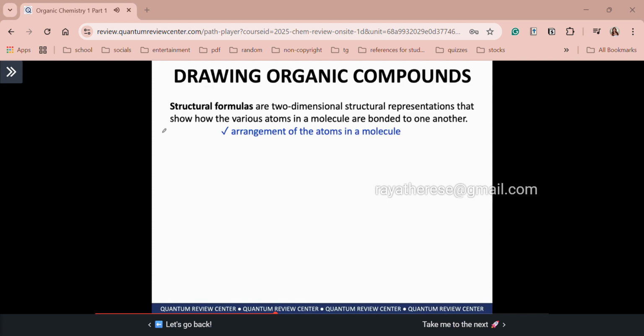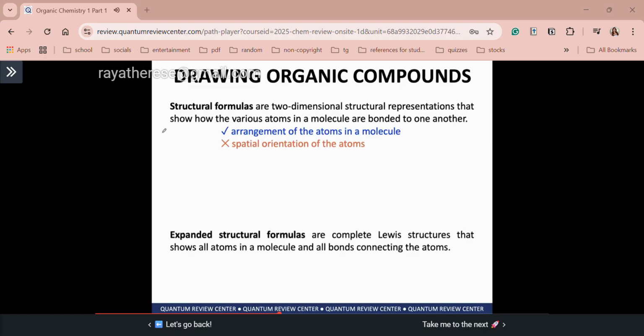Also, how about spatial orientation? Class, the spatial orientation is more focused, okay? It is focused on your 3D, the three-dimensional structural representation. For now, let's just focus first on 2D. So we will review first our expanded and condensed type of structural formulas. Firstly, with expanded, this is just similar with your Lewis dot structure. For expanded, you will showcase the bonding pairs of electrons and of course, our bonding between our two different atoms.